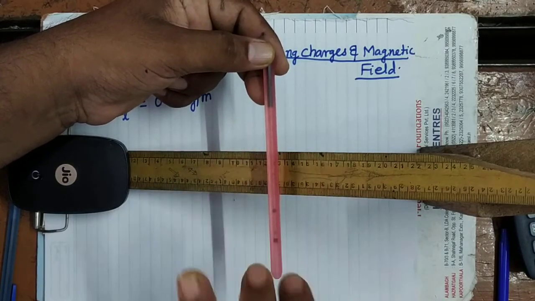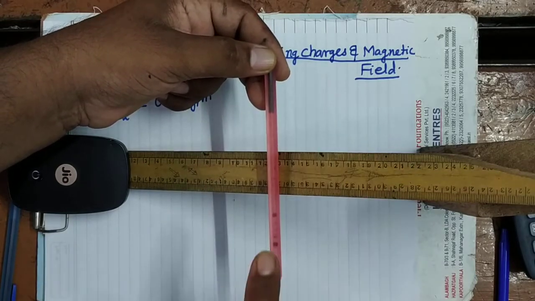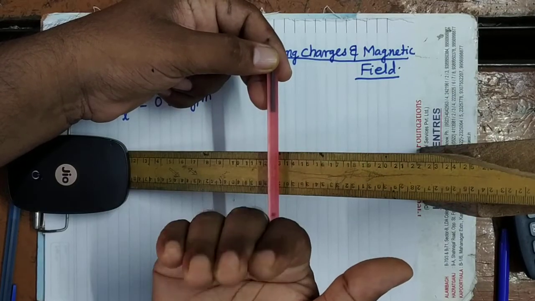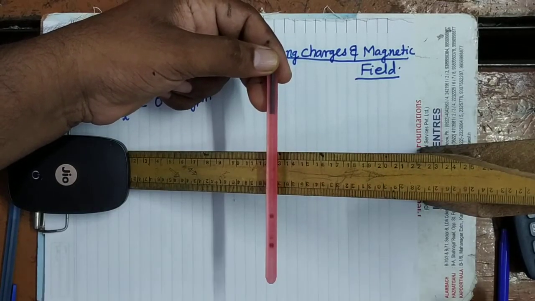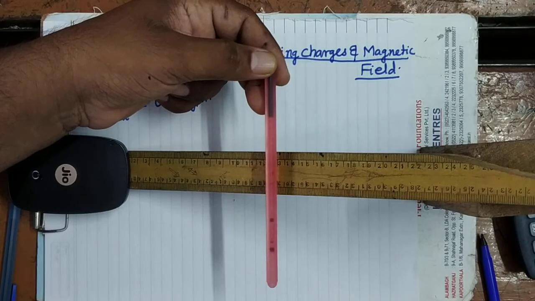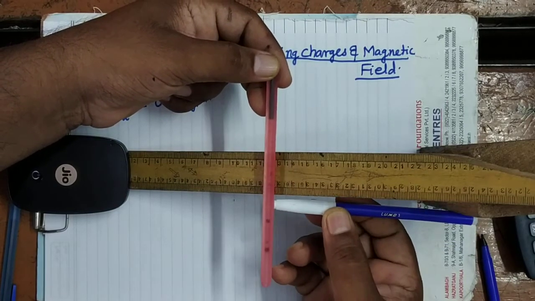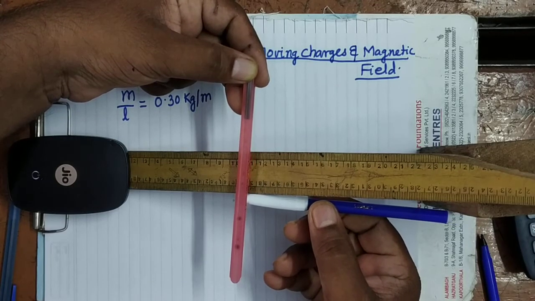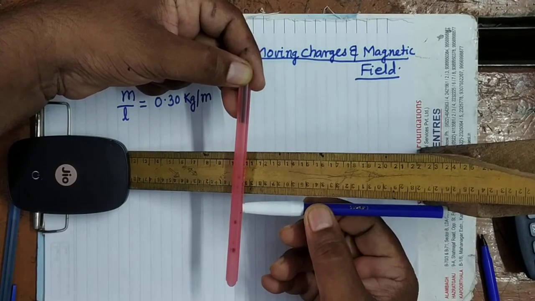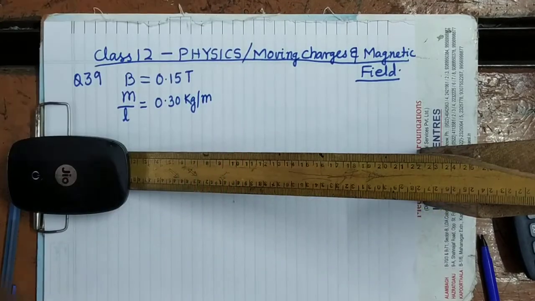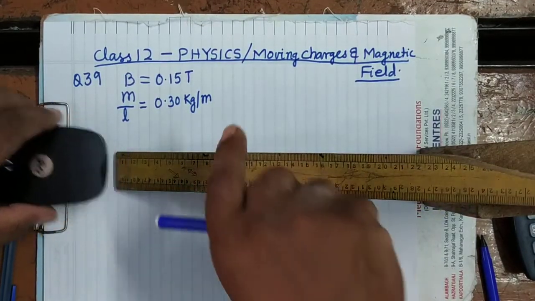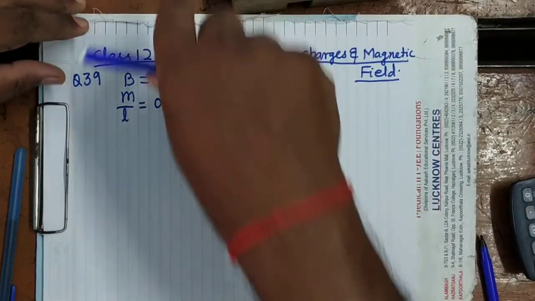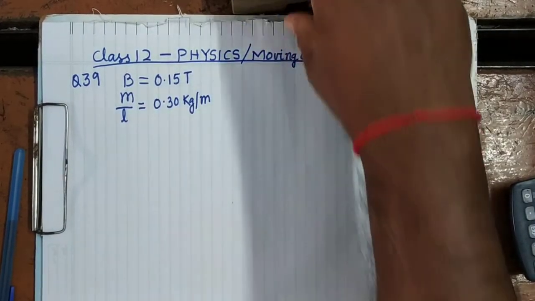Current element vector is along this direction. It's clear. B is vertically upward. So see here what will be the direction of force acting on this. So direction of force acting on this will be in this direction. It will be in the horizontal direction, parallel to the ground. So this I am showing you here in the diagram. You can see these things here in the diagram.